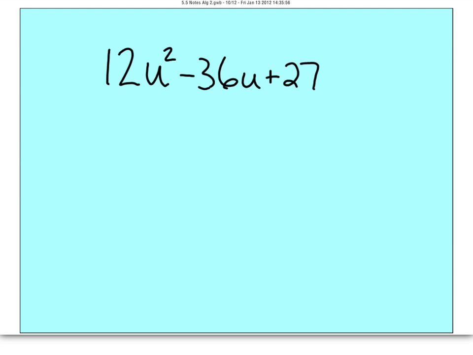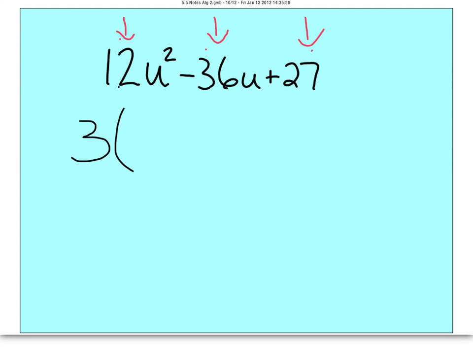Let's look at this one and see if we can pull out a common GCF or common factor. My gut tells me to try a 12, which will work for that. A 12 will work for this. Unfortunately, a 12 will not work for 27, so that's not going to work. Is it 4? I can take 4 out of 12. I can take 4 out of 36, but I can't out of 27. It looks like we're going to have to go down to a 3.